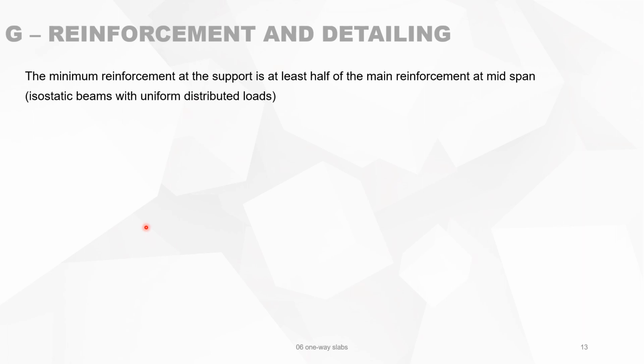Where is this coming from? Well, we can make a small calculation. The minimum reinforcement at supports is at least half of the main reinforcement at midspan.